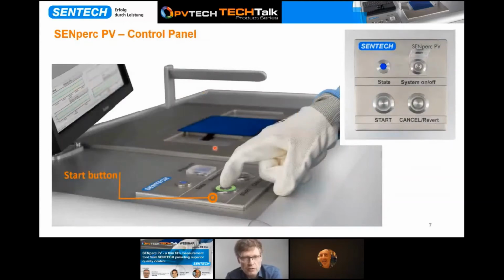Having a closer look at the control panel, it consists of just a few buttons for switching the system on and off. But the most important one is the start button, because this is the single button the operator has to use to initialize the measurement to get the results of the sample. If something went wrong, he can also cancel the current measurement by pressing this button.